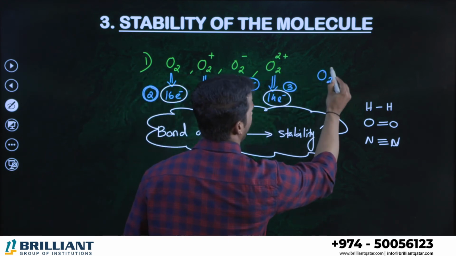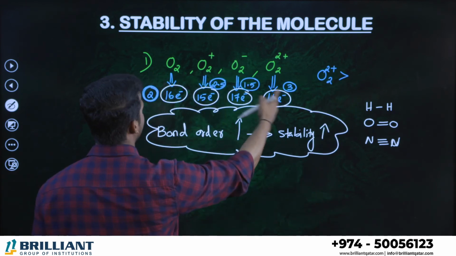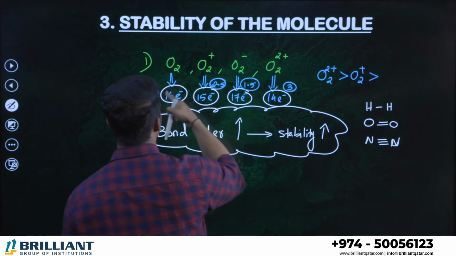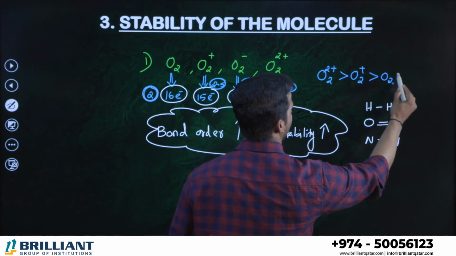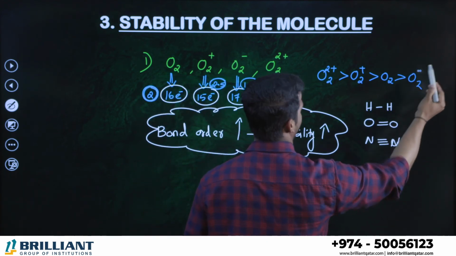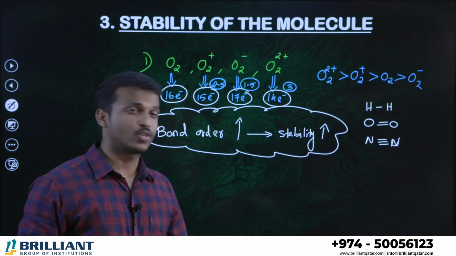So we can say O2 2+ is more stable than O2+, after that O2, and the least stable is the one with the least bond order, that is 1.5. That is our O2 minus system. Alright, so this is the way you can calculate. In the same way, they can ask you some other questions.